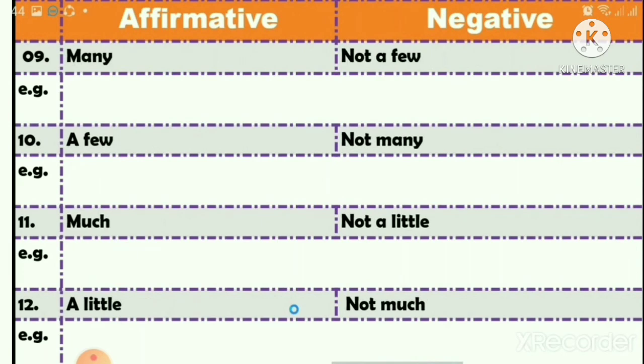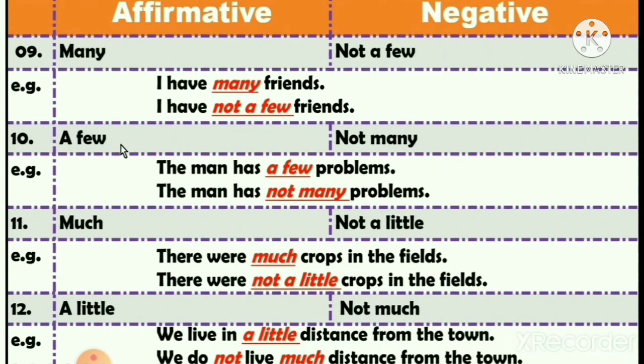If there is "many" in a sentence, we can change it into "not a few", and in the same way "a few" will be changed into "not many", "much" will be "not a little", and "a little" will be "not much". If there is a countable noun, we must use "not many" or "not a few", but if there is an uncountable noun, we must use "not much" or "not a little".